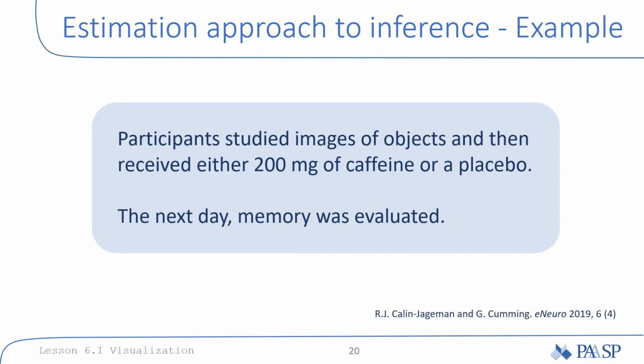To highlight the contrast between testing and estimation, let's summarize the same data with both approaches. As an example, you have seen the recent report in Nature Neuroscience examining the effect of caffeine on memory, which is part of the essential reading list for this lesson. So for this study, participants were asked to memorize different images and then got either caffeine or a placebo control. And the next day, participants were then questioned about what they remembered about the pictures shown on the day before.